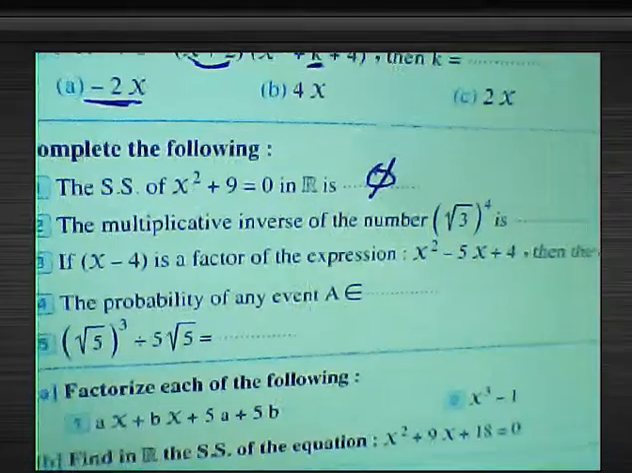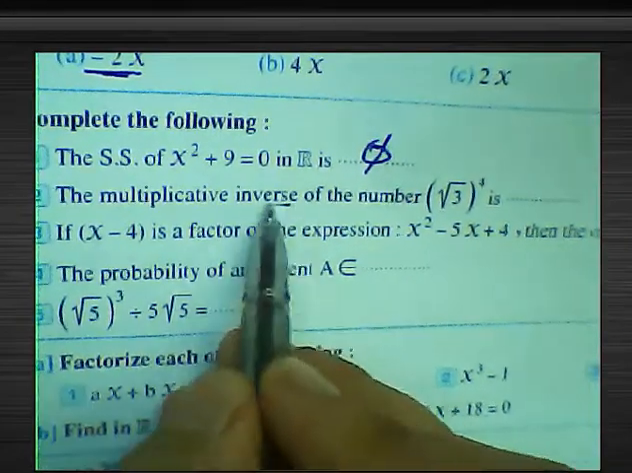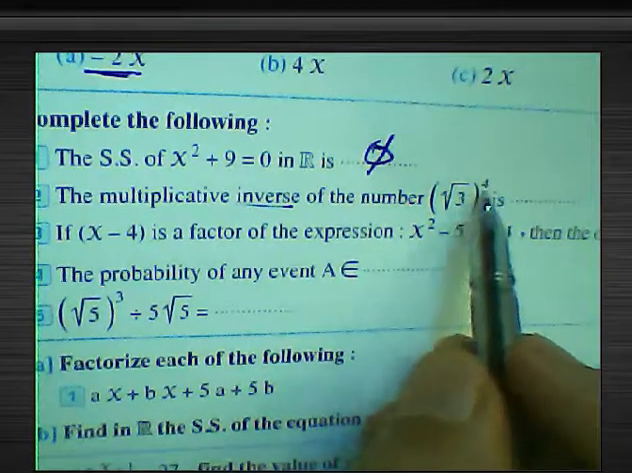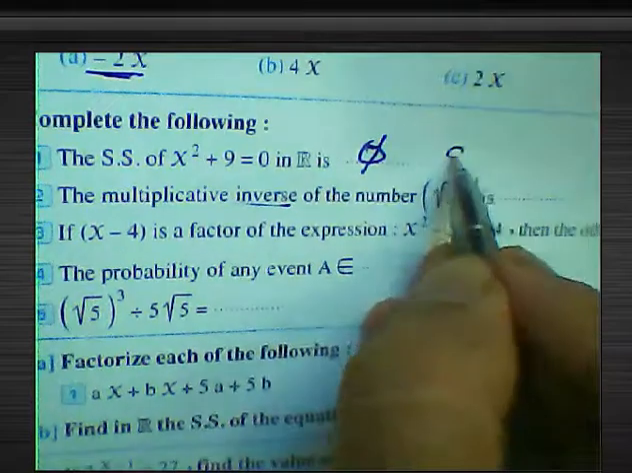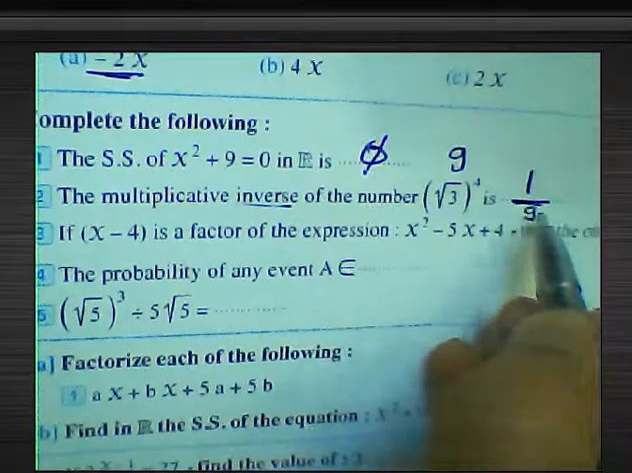The multiplicative inverse of the number root 3 power 4 is? We want to find the multiplicative inverse, so we must find the value of root 3 power 4 first. Half of the power cancels the root, 3 power 2 equals 9. The multiplicative inverse will be 1 over 9.